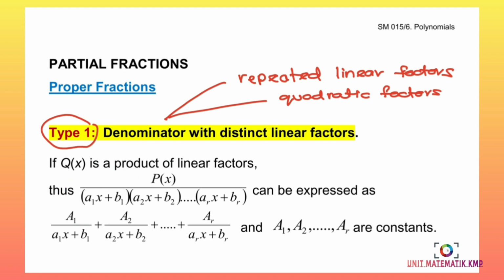Okay, if Q(x) is a product of linear factors, then P(x) over (A1x plus B1) times (A2x plus B2) times ... times (ARx plus BR) can be expressed as capital A1 over (A1x plus B1) plus capital A2 over (A2x plus B2) plus ... plus capital AR over (ARx plus BR), where A1, A2, until AR are constants.